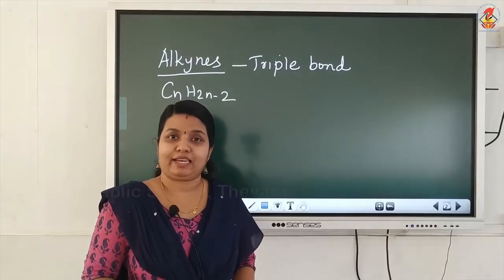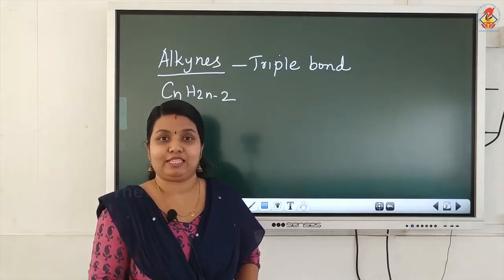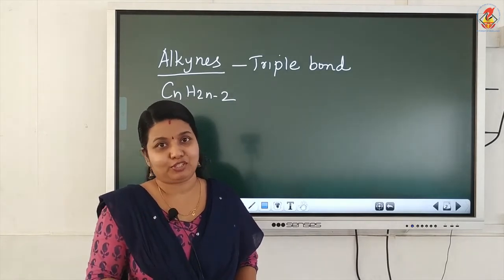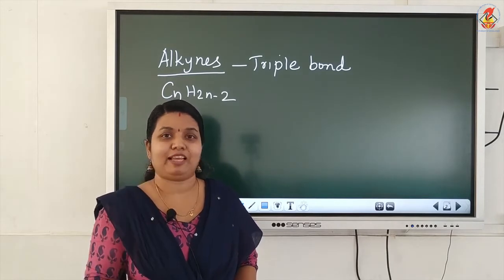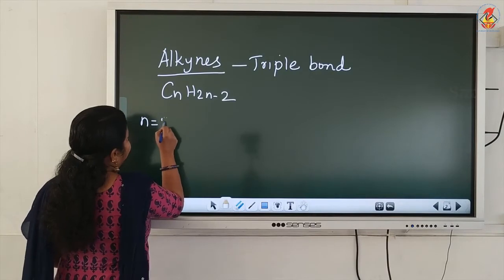And just like alkenes, the first member of this series, alkynes, starts with n is equal to 2. With one carbon atom, you cannot put a triple bond. There should be a triple bond between two carbon atoms. So, the first member will have two carbon atoms. So, we start with n is equal to 2.